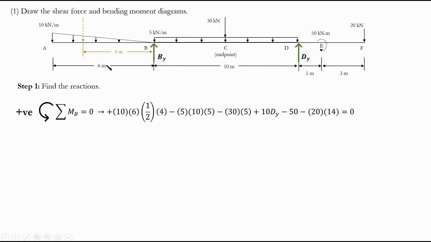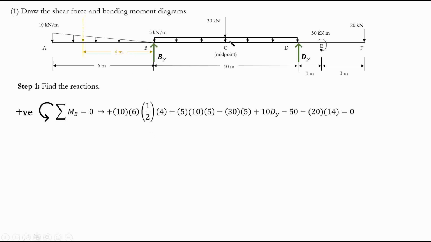Is it positive or negative? Well, this is the point, right? And we're applying load in this direction. So obviously it's going to turn the ruler, turn the beam basically, in this direction, counterclockwise. What was our positive convention? It is counterclockwise positive, so positive.